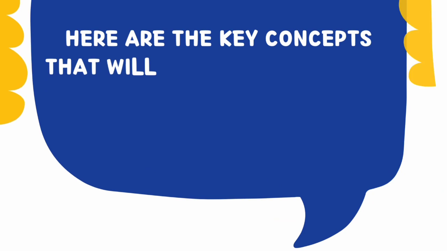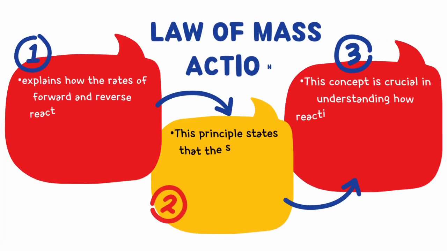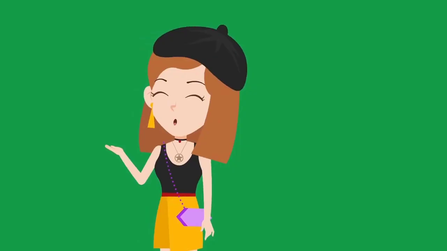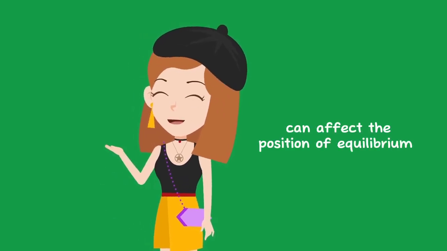Now here are the key concepts that will help us understand equilibrium in terms of forward and reverse reaction. The law of mass action. The law of mass action explains how the rates of forward and reverse reactions are directly related to the concentrations of reactants and products. This principle states that the speed at which a reaction occurs depends on the concentrations of the substances involved. This concept is crucial in understanding how reactions reach equilibrium and how changes in concentration can affect the position of equilibrium.